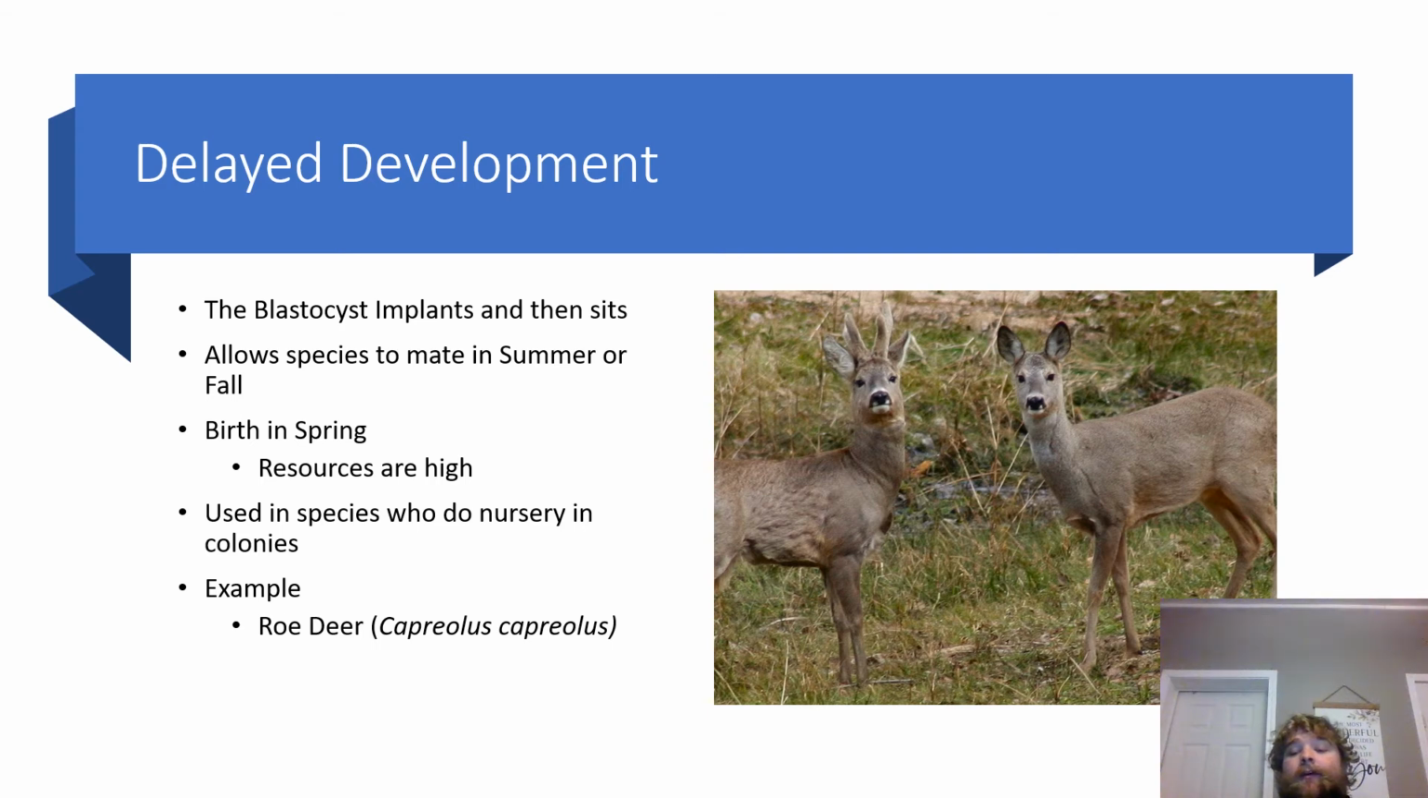And these are used a lot in some bat species who like to do nurseries together. Like they have colony nurseries, and it will help them. An example of a species that does this is a roe deer.